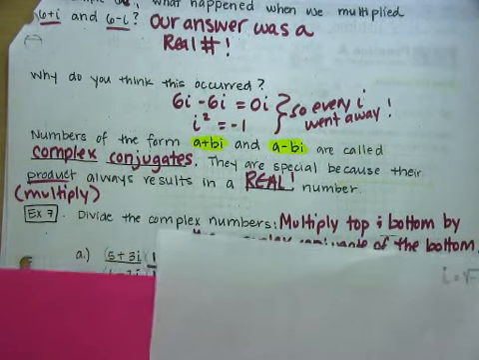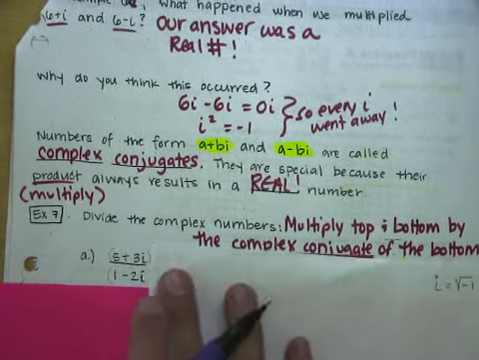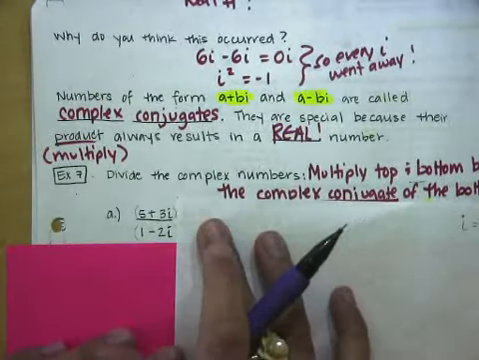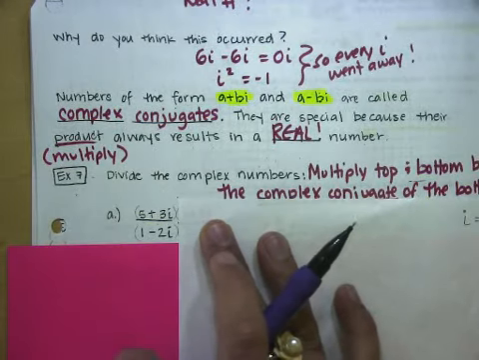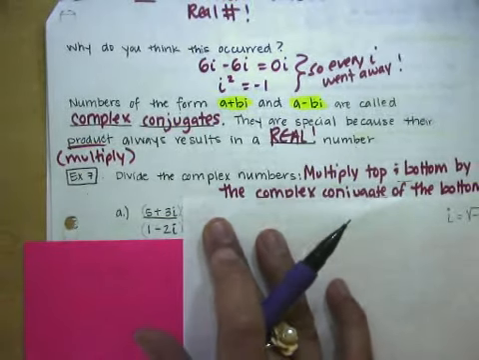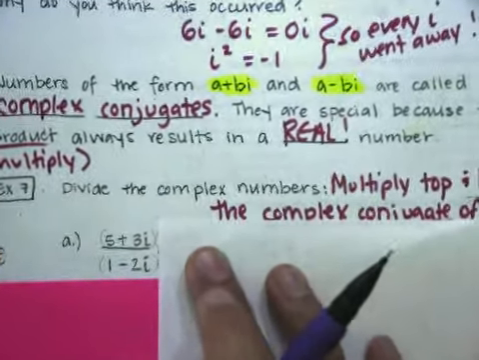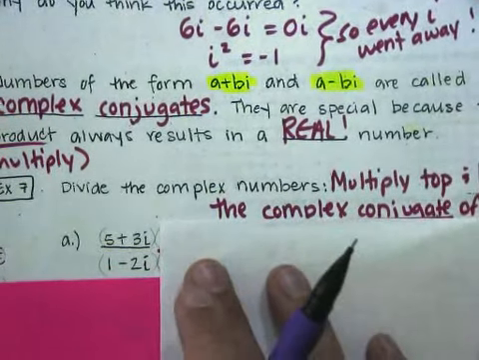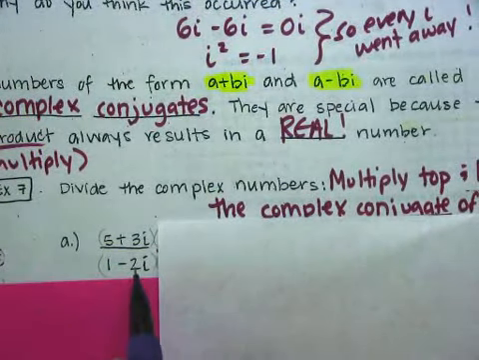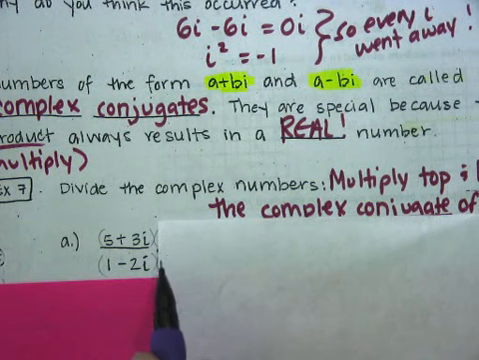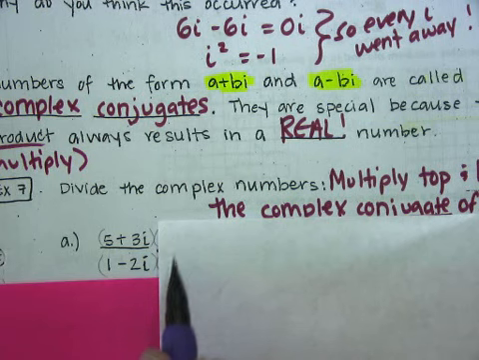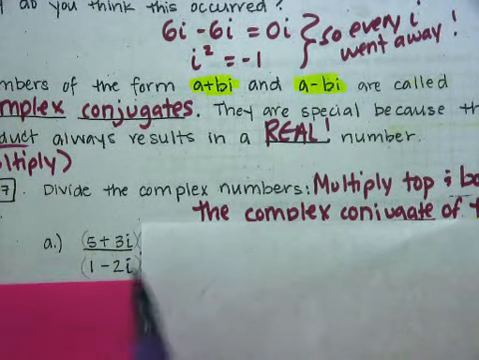Alrighty, so in example 1, it says 5 plus i divided by 1 minus 2i. So I want you guys to take a minute and think to yourself, what would the complex conjugate be of 1 minus 2i? Whatever you think it is, I want you to write it next to the bottom and the top, because we're going to multiply top and bottom by the complex conjugate of the denominator, so of the bottom part here.